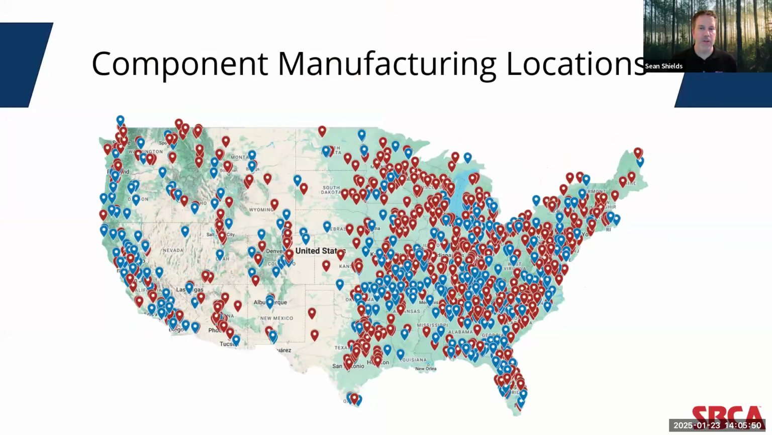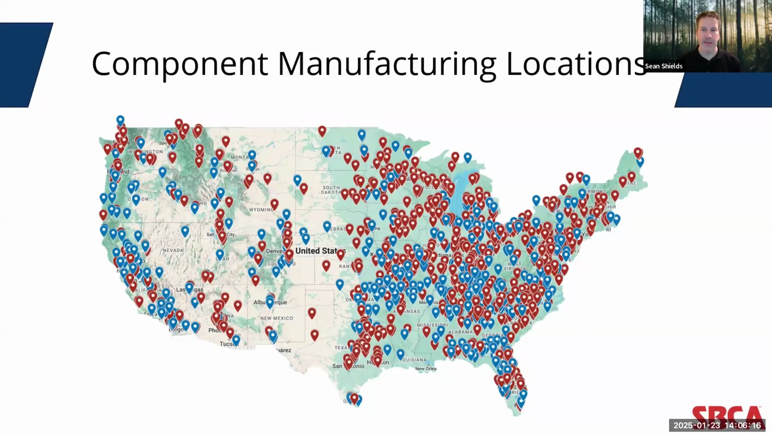Just to give you a sense for how large SBCA's membership is, this map is a scatter plot of the over 1,300 component manufacturing facilities in the United States today. Of those dots, 907 of them belong to SBCA member companies. As you can see, these facilities reach every community in the country, allowing builders to use these products in any project, no matter where that project is located.